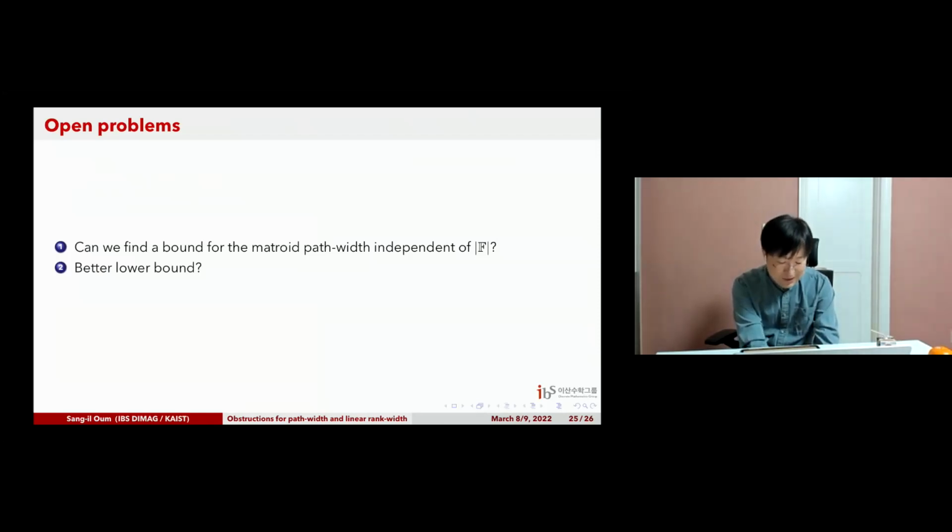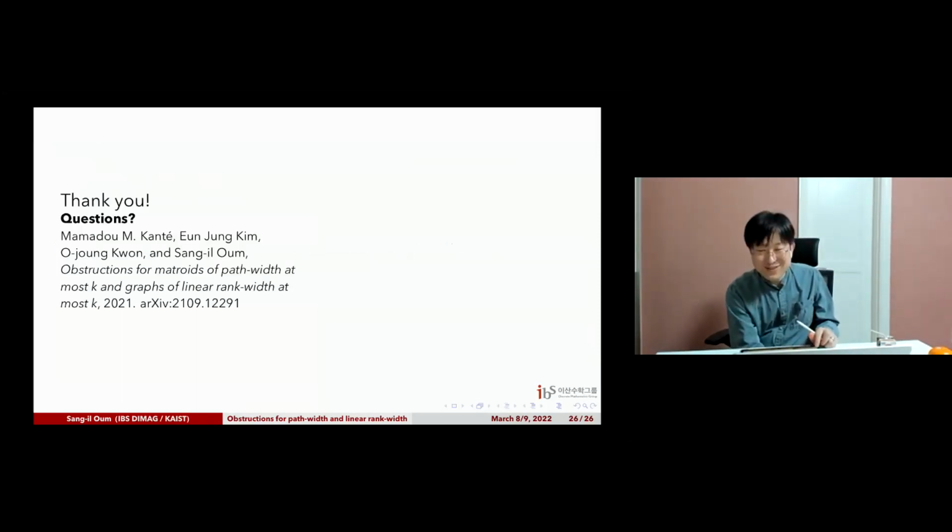And the second one is, can we have a real lower bound, right? Can we find a lower bound where this function is actually needed? That might be doable. Okay, so these are open problems. So thank you for your attention.